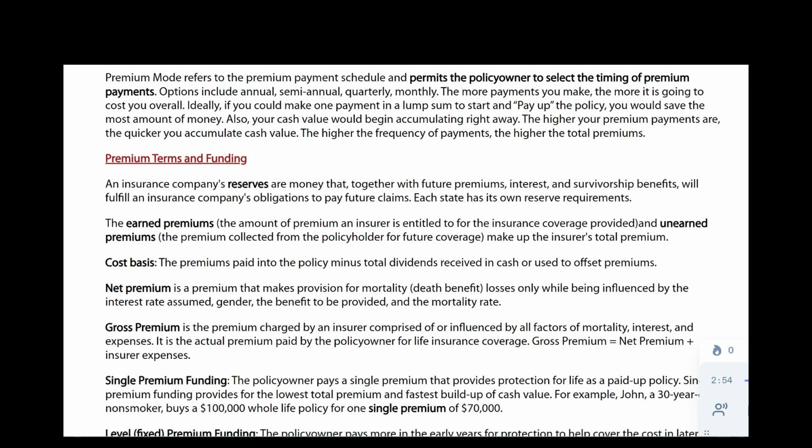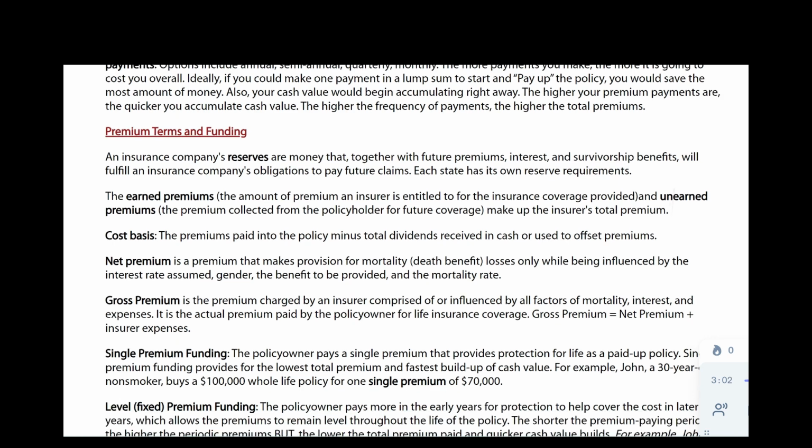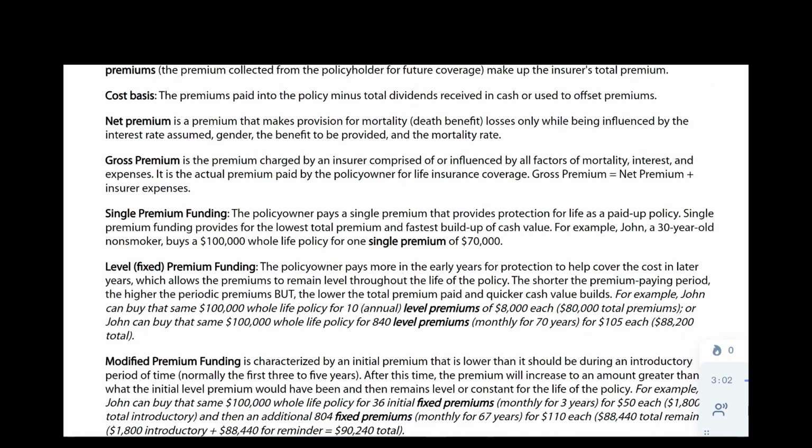Single premium funding. The policy owner pays a single premium that provides protection for life as a paid-up policy. Single premium funding provides for the lowest total premium and fastest buildup of cash value. For example, John, a 30-year-old non-smoker, buys a $100,000 whole life policy for one single premium of $70,000.